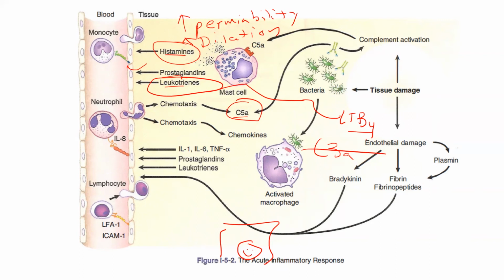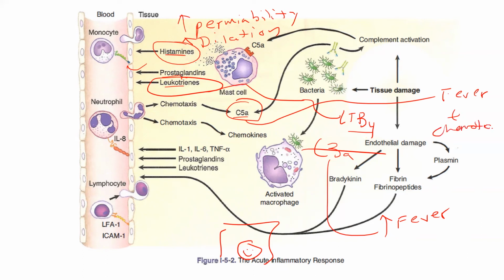What does C3a do? Fever. C5a, fever and chemotaxis. How do you remember this? You got more numbers, you got more functions. Fever and chemotaxis. That's how you remember that. Never forget it. Okay. Anything else? Also a chemotactic factor. I don't know.